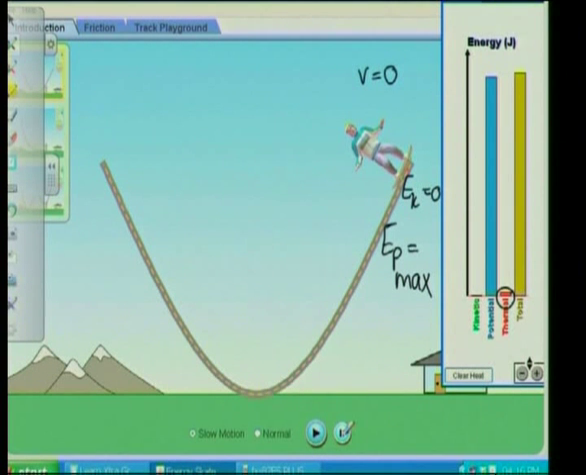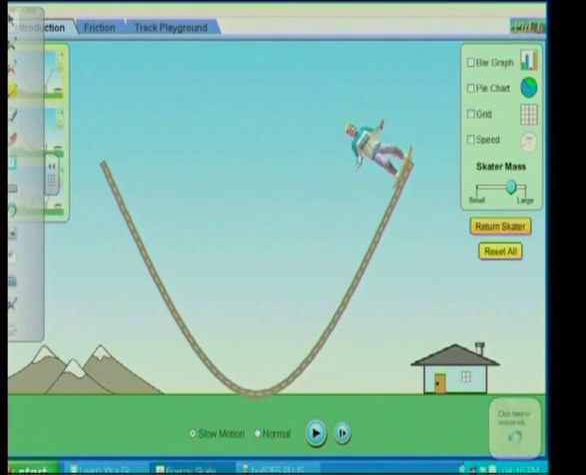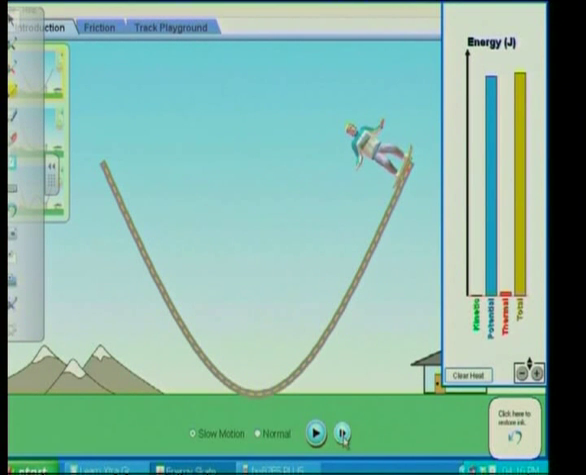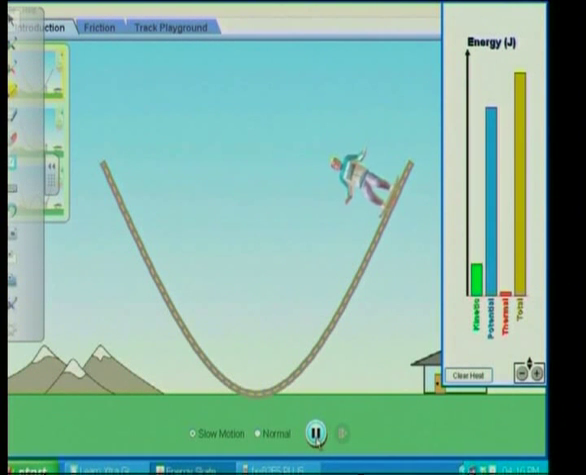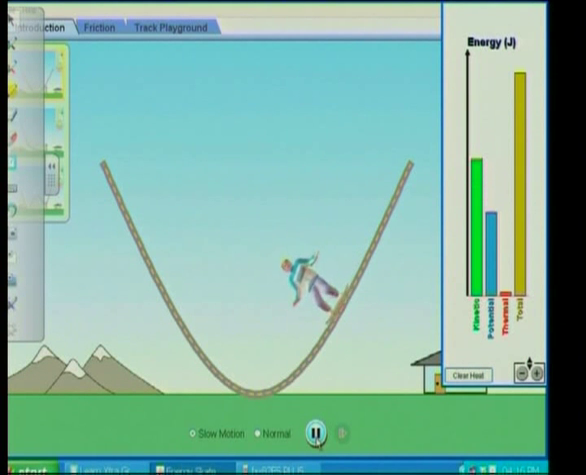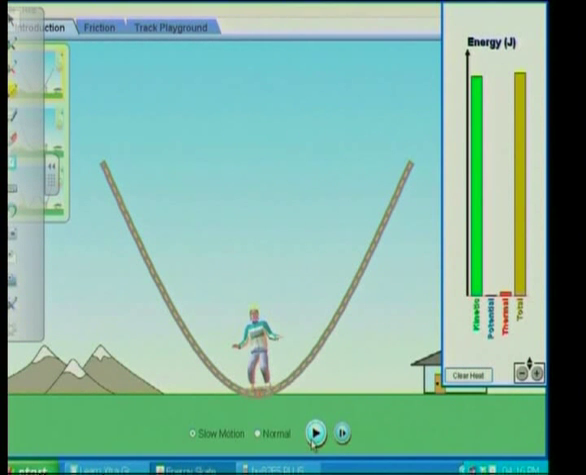If I now say, fine, let's, ooh, my bar graph disappeared. Let's watch what happens. He's going to go, no, he's turned around. Now he's ready to come down. Now he comes down. I'm going to play it in slow motion, and you can see it as he's coming down. Gets to 0 potential.